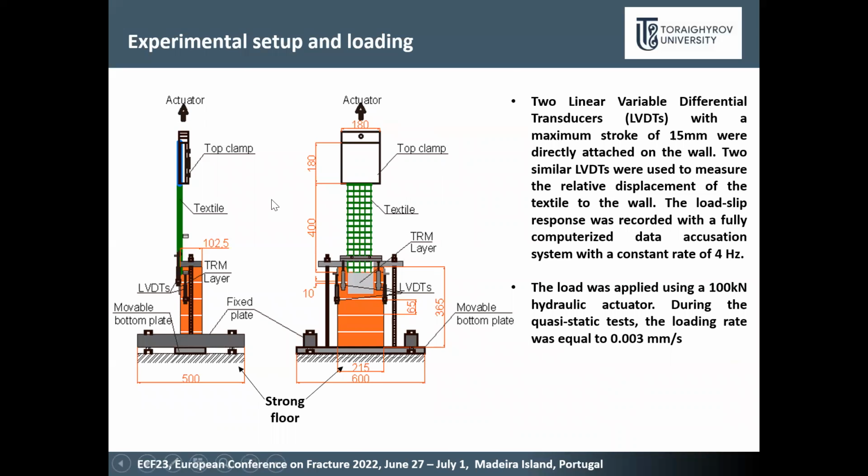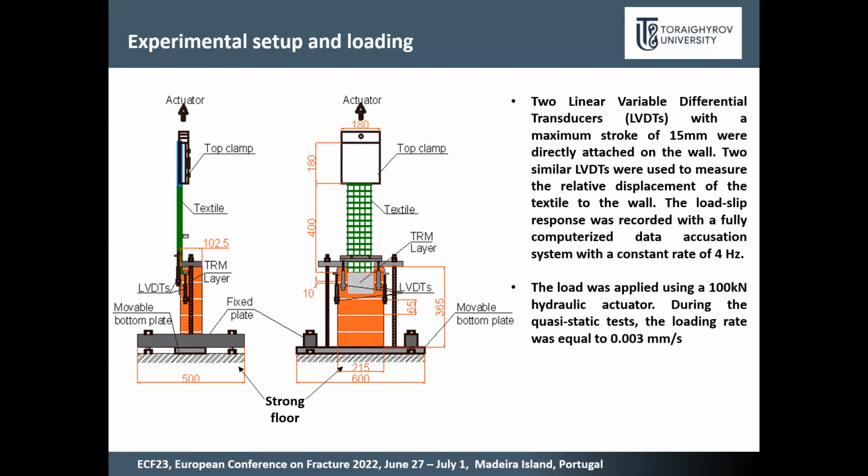Experimental setup: the specimen was fixed between 2 rigid steel plates with dimensions of 60 by 500 millimeters. The 2 plates were connected through 4 steel rods to ensure that the wall would not move upwards during the load application. The bottom plate was fixed to the floor with a free length of 400 millimeters in all specimens. The textile was connected to the actuator using 2 steel plates.